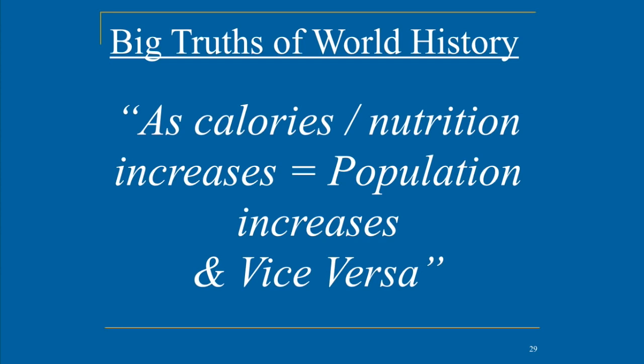As calories slash nutrition increases, the population generally increases. This is, you know, one of the things that we can kind of rely on, barring other factors. This is something really to stick with. And at the bottom, I put vice versa. As calories or nutrition decreases, the population decreases. If you can't find food for all your people, they're going to starve and die.